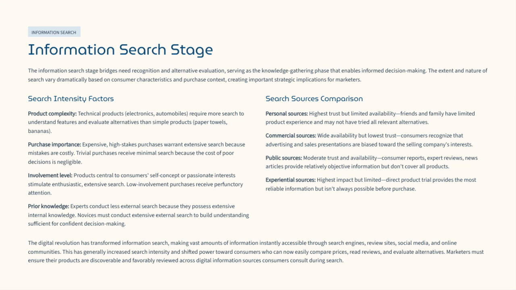Commercial sources, such as advertising and sales presentations, are widely accessible, but tend to be the least trusted because they are biased toward the company's interests. Personal sources, friends and family, are the most trusted, but they have limited product experience and may not have tried all relevant alternatives. Now, if we compare these sources, experts tend to conduct less external search because they already have extensive internal knowledge. Conversely, novices need to do a lot of external searching to build their understanding and make confident decisions.